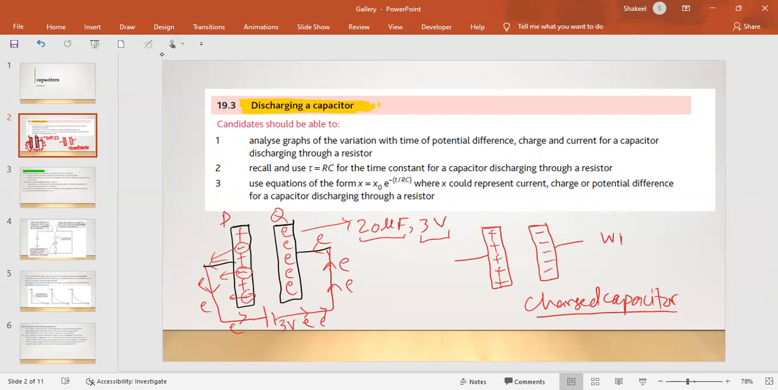Now the work done by the battery will be equivalent to 1/2 QV, where V is the potential difference between the two plates, and Q is the charge on any one of the plates. Both the plates will have the same charge but opposite sign. So Q will be the value of charge on any one of the plates. So the work done by the battery to separate the charges is half QV, or it can be half QC square, because you know Q is CV.